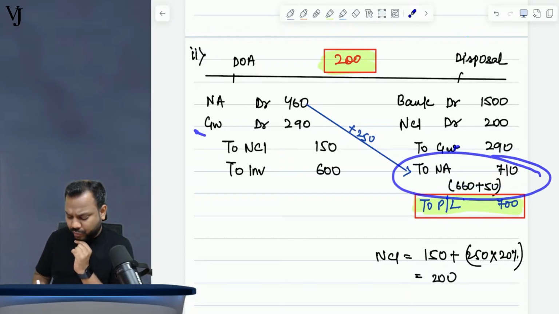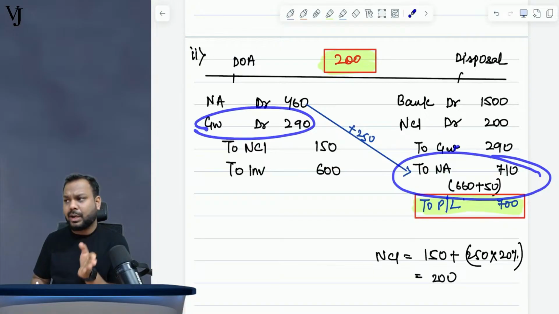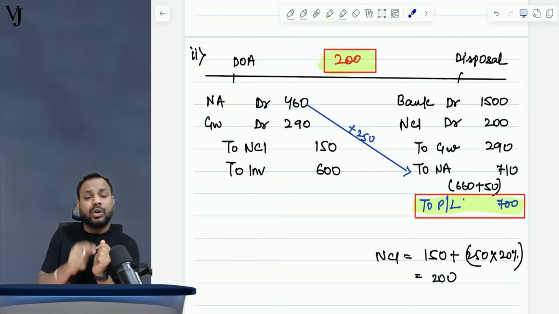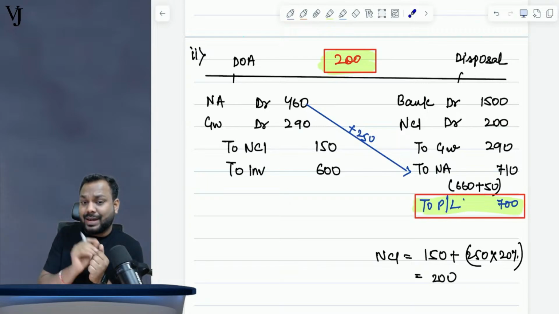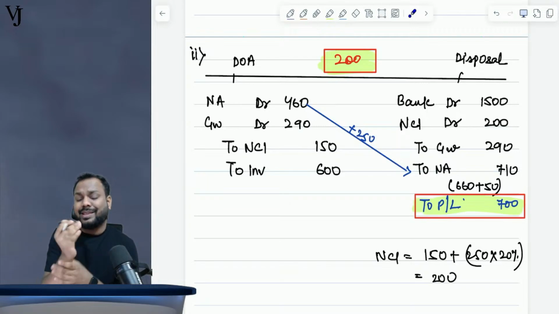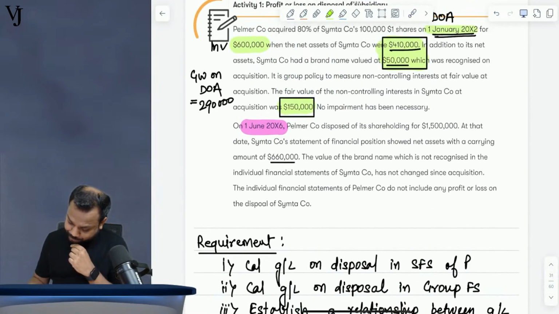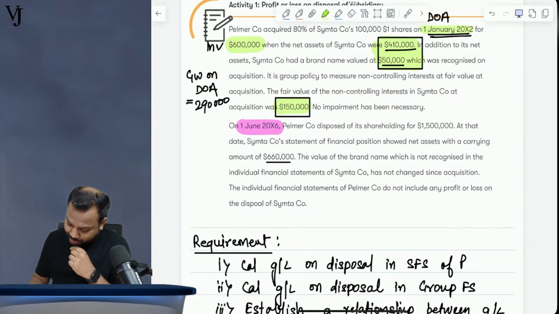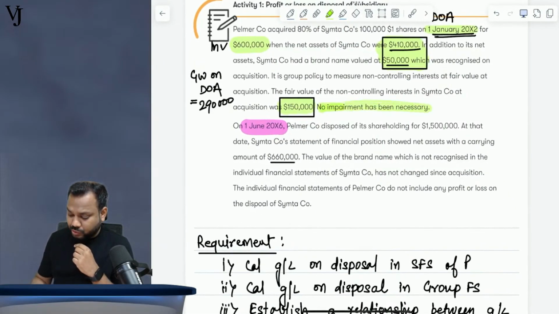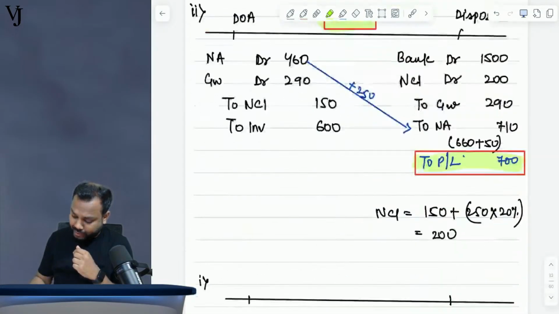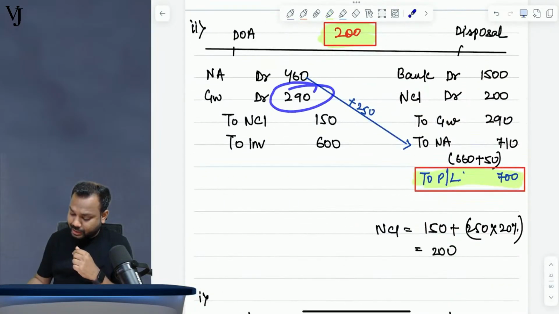Now, goodwill ideally remains the same on the date of acquisition and the date of disposal. Goodwill can change only due to one reason, that is impairment of goodwill. So just see if there is any impairment or not. In this question, it clearly says no impairment has been necessary, so we have taken the same goodwill value of 290. Net assets value is given.